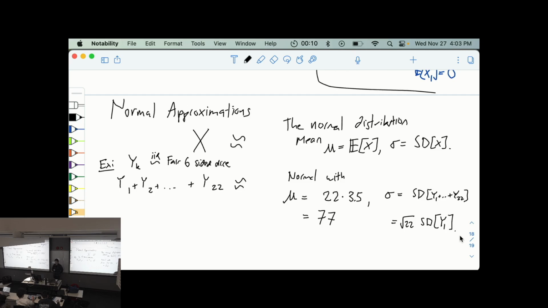Where did you get 22? The 22 is because I said we're rolling 22 dice. This was roll 22 dice. So if the problem says roll 22 dice, then that's where it came from. If a different problem says roll 10 dice, then you would have 10 instead of 22. Great point. Other questions? Yeah?